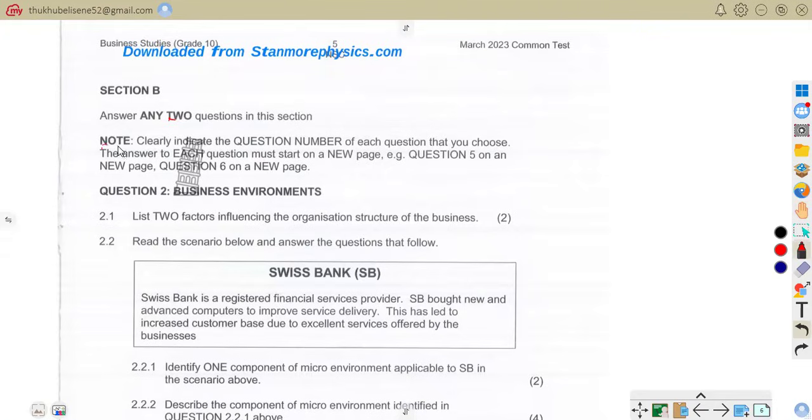So there is a note given there. Clearly indicate the question number of each question that you chose. The answer to each question must start on a new page. For example, question 5 on a new page, question 6 on a new page.